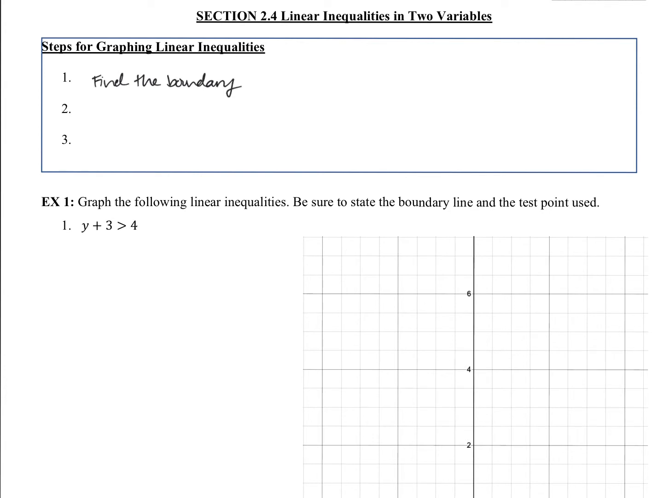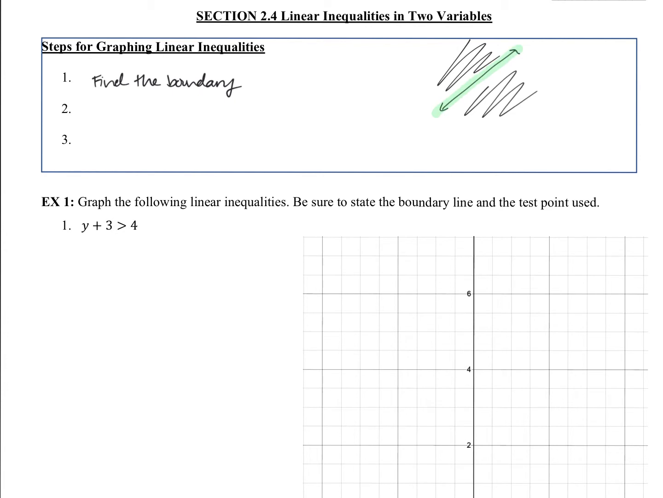Okay, so graphing linear inequalities is different than graphing just a line. With a line, you just draw that one straight little simple line for graphing. But with an inequality, what happens is you're determining which side of the line our answer is going to be on. So first you would need to find the boundary, just like you would normally when graphing a line.